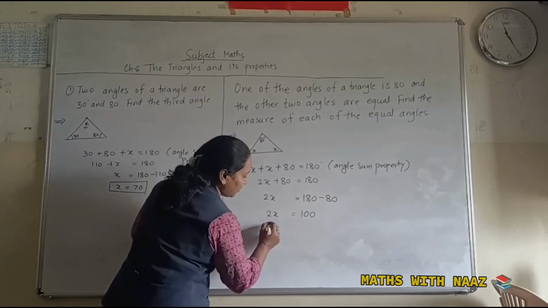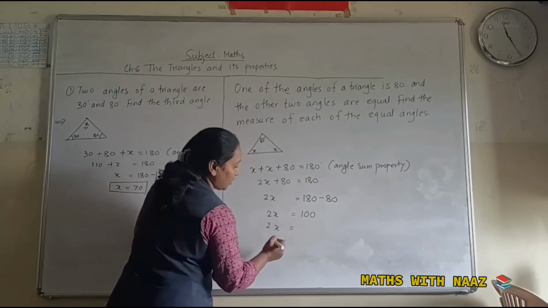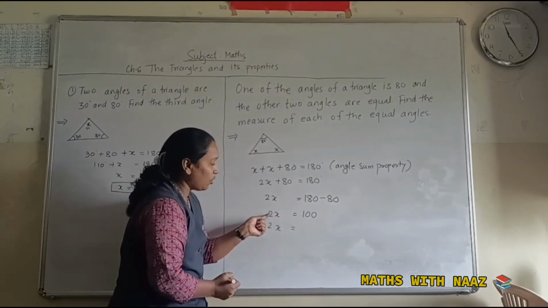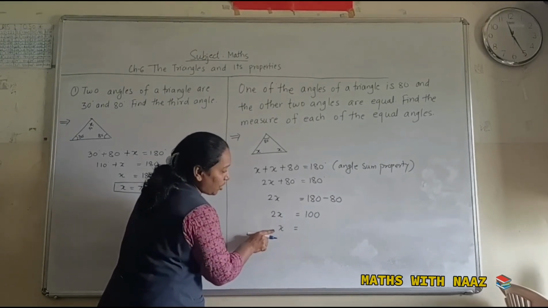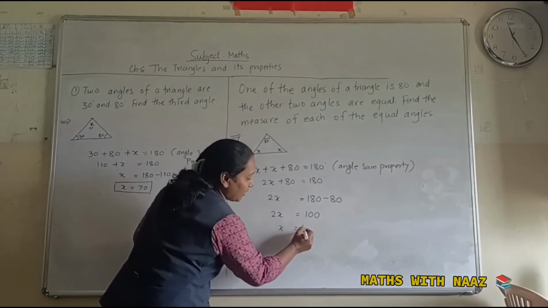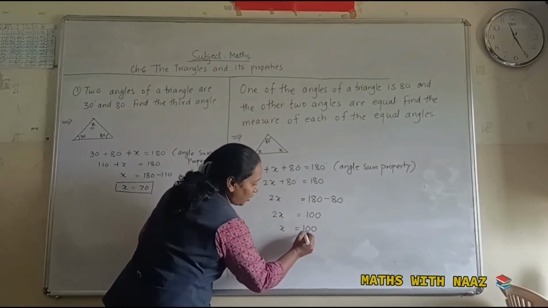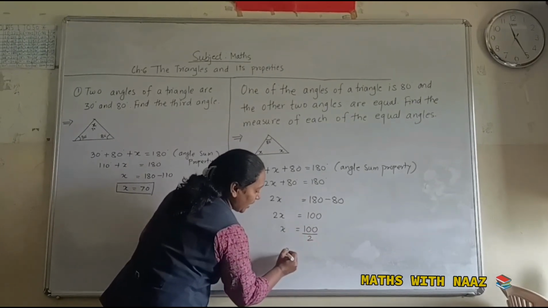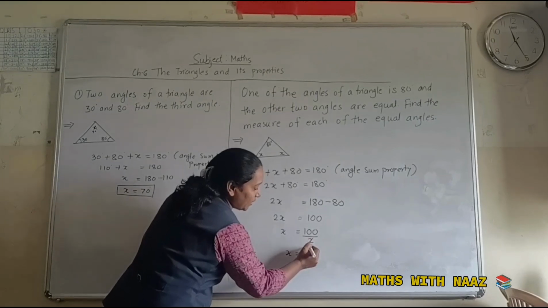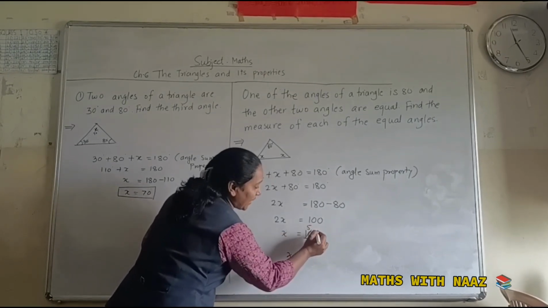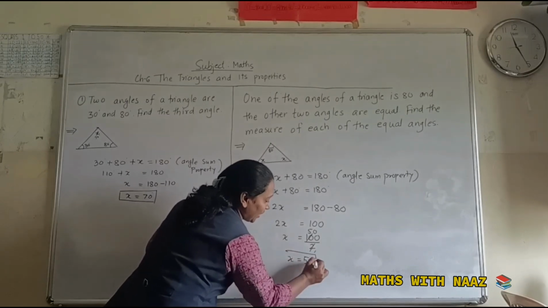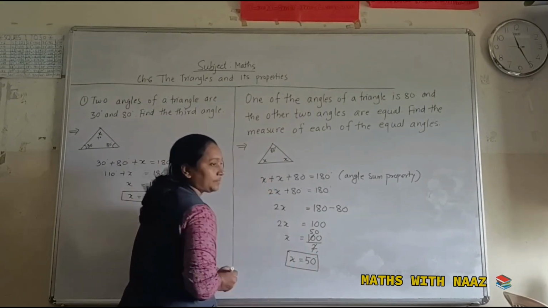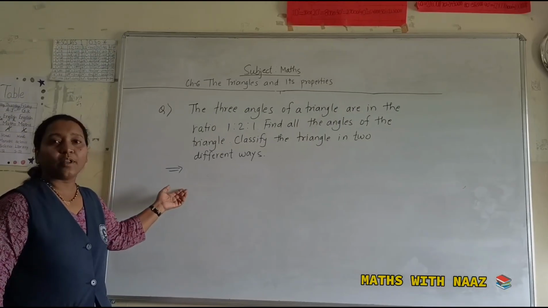So 2x is equal to 100. Now children, you can see that 2x is multiplied here, right? So we will shift this 2 to the other side and it becomes divide. So 100 upon 2. x is equal to, let's divide it: 2 ones are 2, 2 fives are 10, this 0 will be as it is. So your x is equal to 50 degrees. Let's take one more example.